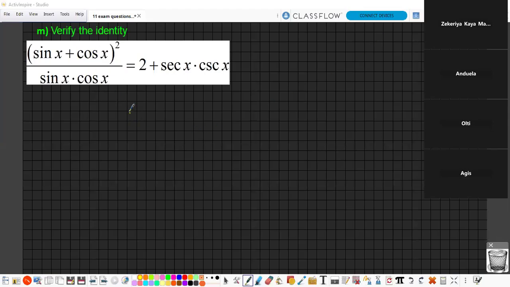Okay, now in here we need to verify this identity. When it's a question like that, we choose one of the sides and go with that and try to reach the other one. In here the left side looks harder, so I will start with the left side. The left side of the things, I will rewrite them in here and I will say that it's equal to.